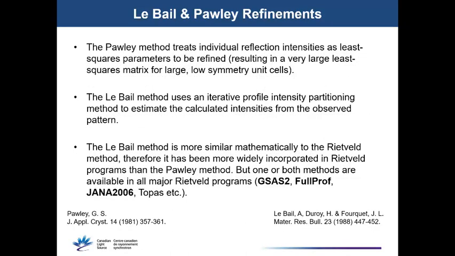The methods are similar, but they have some differences, which Bob pointed out this morning. The Pawley method internally treats every Bragg reflection intensity as a least squares parameter. So that makes it kind of computationally intensive because every single peak has got a refinable parameter associated with it. The Lebail method uses something called an iterative intensity partitioning method to obtain the intensities. So mathematically, the Lebail method is actually more similar to the Rietveld method than the Pawley method. And traditionally, that means it's probably been incorporated into more different software programs than the Pawley method has.